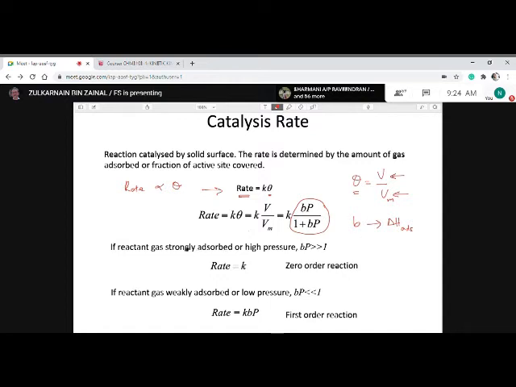So if the reactant gas is strongly adsorbed on the surface, especially when it is at high pressure, meaning P is very high, then Bp plus 1 is Bp. So the rate is only equal to K, and this is the case of a zero order reaction.